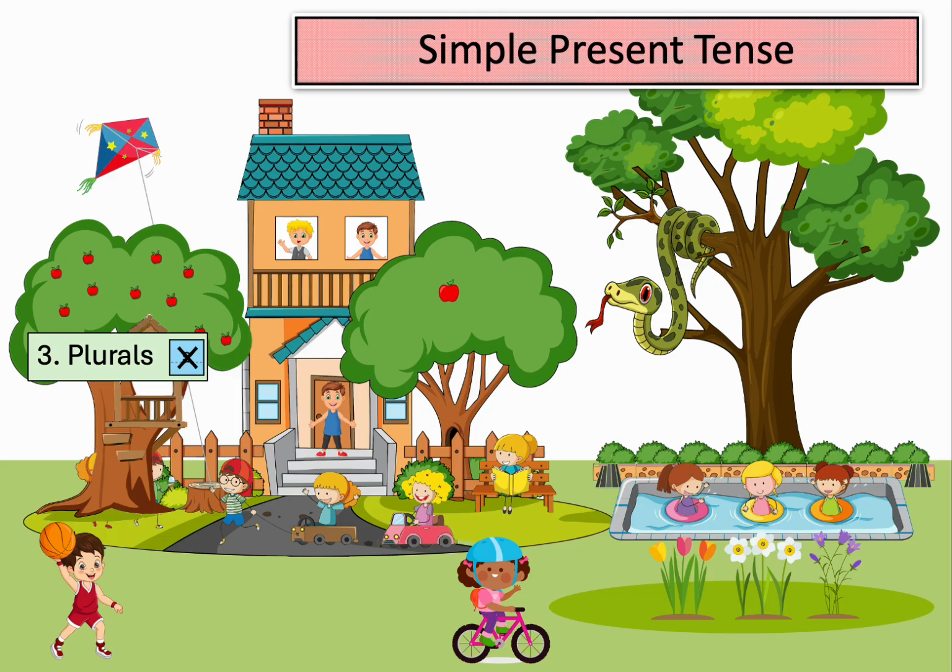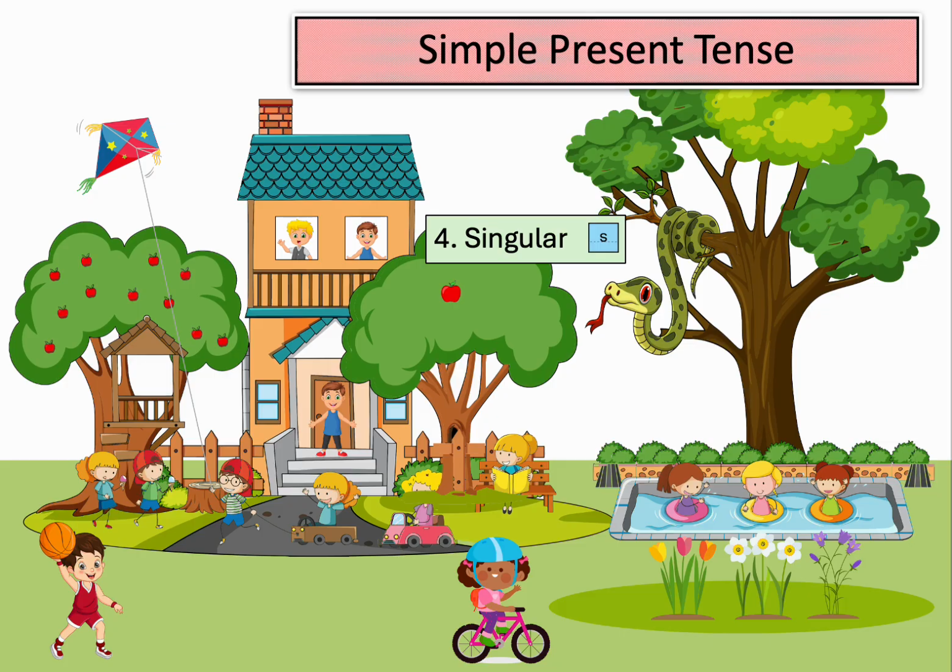Rule 3. The apple tree on the left side has many apples. This tree represents plurals. That means more than one. Plural subjects do not need an S to the verb. You do not need the snake to help you with the S.